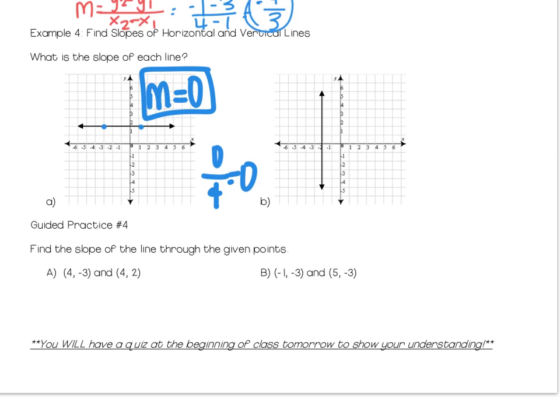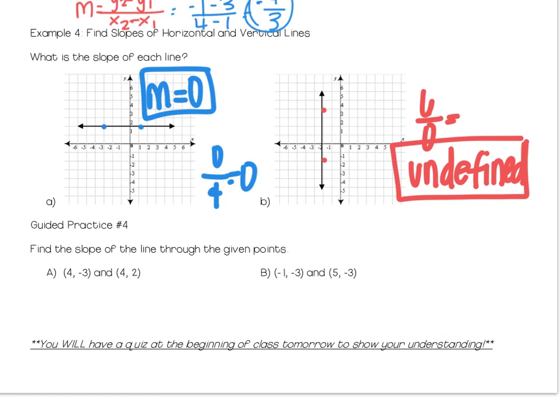And then your slope for a vertical line, if you just put 2 random points on a vertical line here and let's say here, I rise 1, 2, 3, 4, 5, 6, and I run 0. I can't divide by 0, you'll get an error, so this is going to be undefined. And the slope of all vertical lines is undefined.